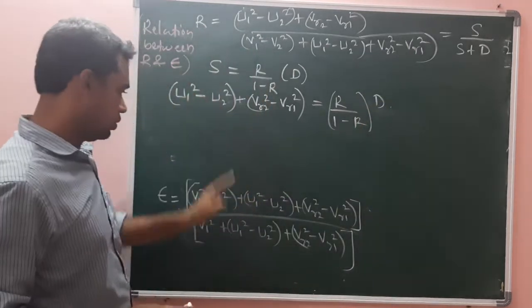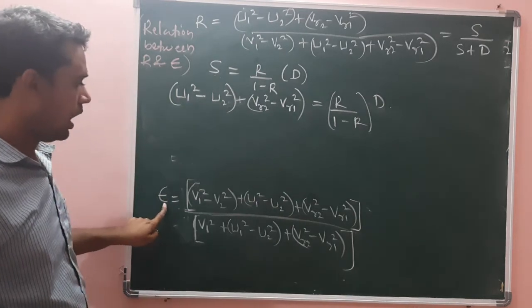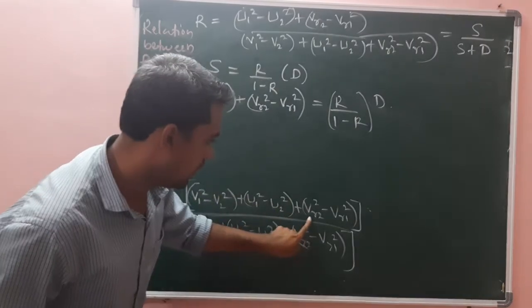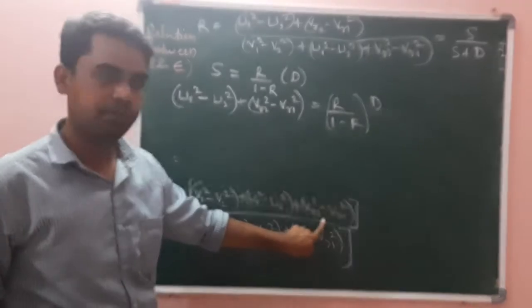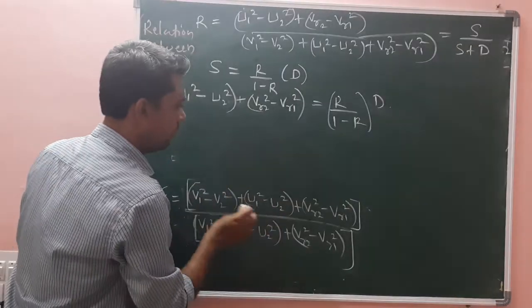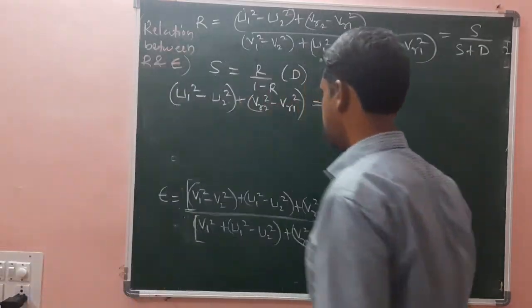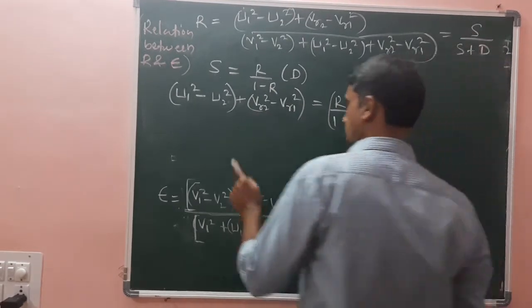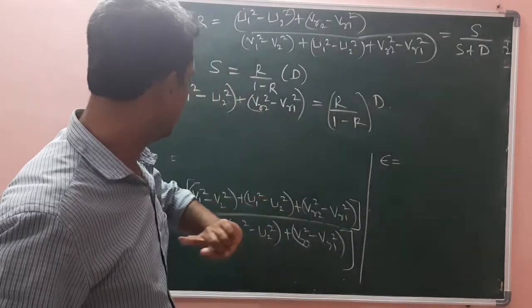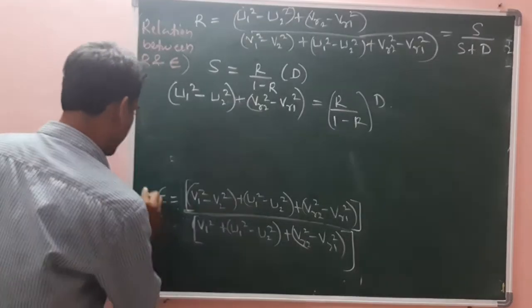From these two equations I want to get a relationship between R and epsilon. Therefore, I will substitute here: u1 square minus u2 square plus phi r2 square minus phi r1 square is equal to R by (1 minus R) into D. I will write the equation again here.